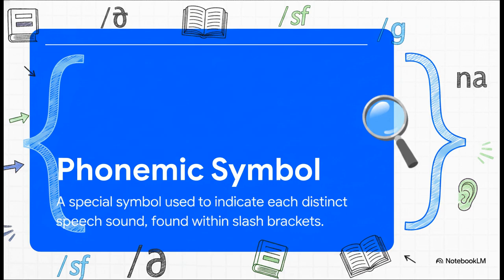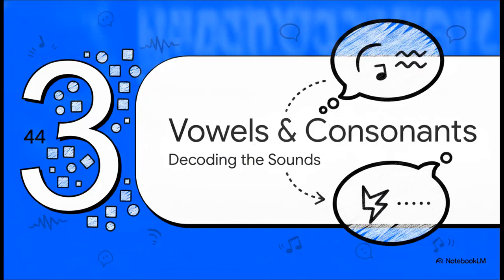To solve this, phoneticians use something called a phoneme. A phoneme is basically a special symbol used to indicate each distinct speech sound perfectly, with absolutely no ambiguity. Honestly, this is your secret weapon for independent learning. Every single time you open a dictionary, right after the word, you're going to see its pronunciation written out in this kind of strange script hidden inside slash brackets. Those are the phonemic symbols. Once you learn them, you can correctly pronounce any word in the dictionary without ever even hearing it spoken first. How cool is that?